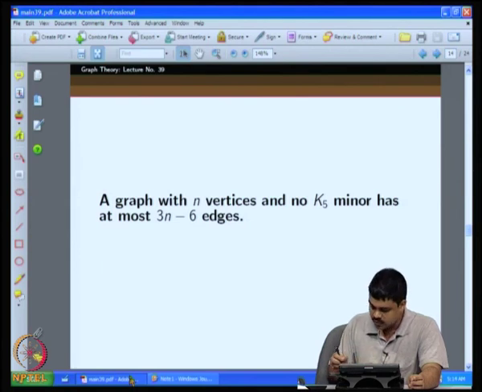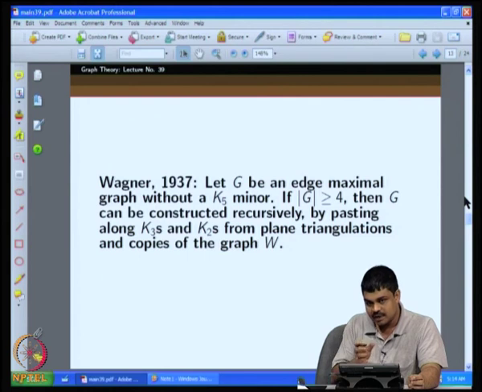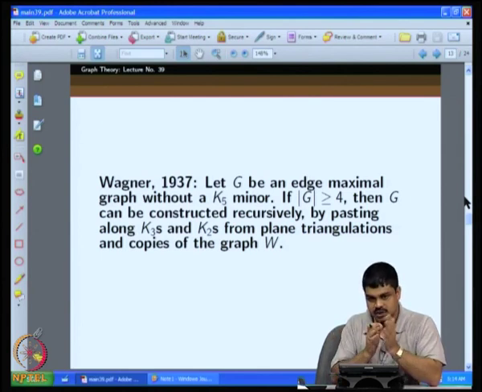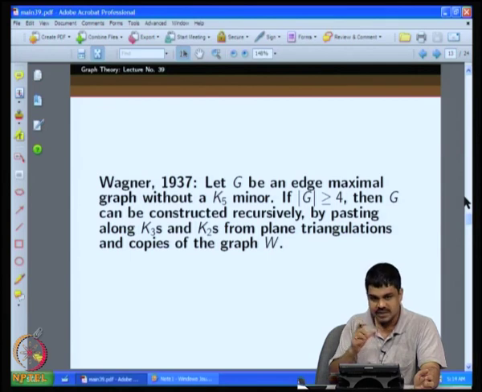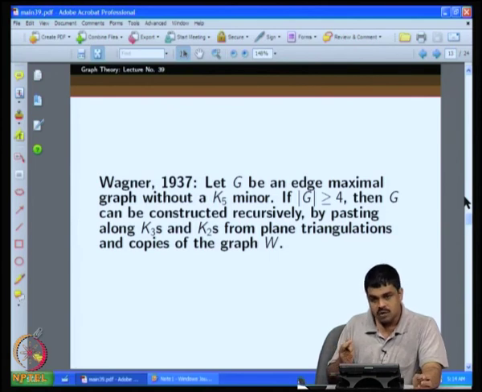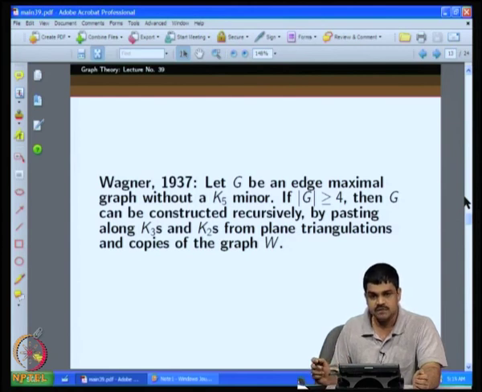What we can do is paste them along, as in the earlier case where we pasted along K2s, the edges. Now we have to paste not only on K2s but also on K3s if necessary. Two kinds of pastings are allowed. On triangles, we can identify a triangle in one graph and a triangle in the other graph, and merge them together by identifying the vertices of that triangle in both graphs. So this is the only way we can get edge maximal graphs without a K5 minor.